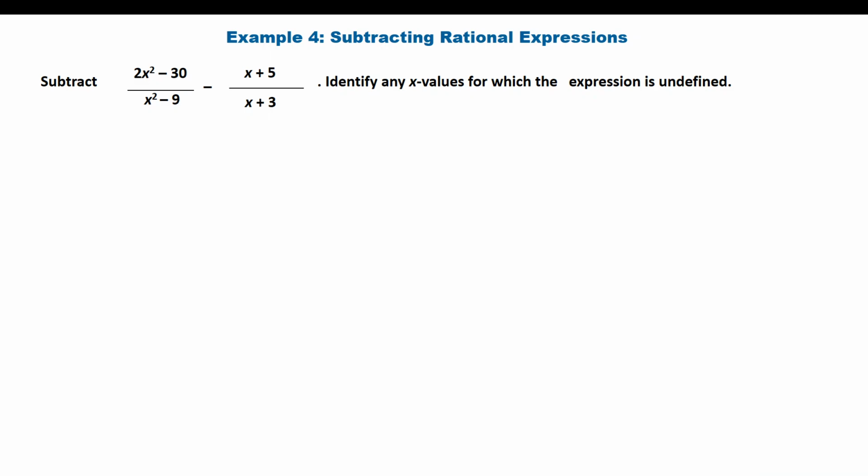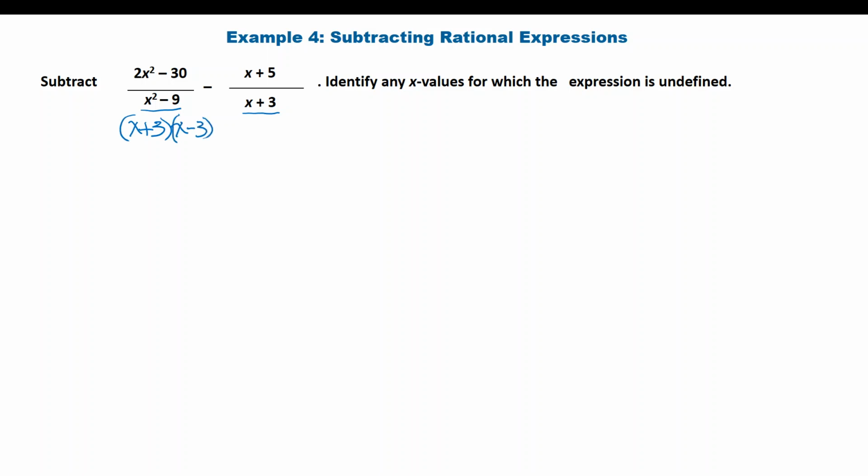So the first thing we really need to do when we're adding or subtracting our fractions is make sure we have a common denominator. So let's first look at our common denominator. And no, we do not have common denominators, but I can factor this x squared minus 9 because I recognize that it is the difference of two perfect squares. So factored, it's going to be x plus 3 and x minus 3.